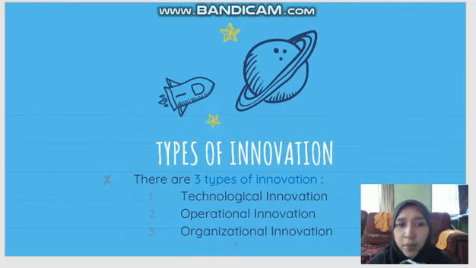Okay, the next subtopic is innovation. When we talk about innovation, there are basically 3 types of innovation that you should know as an entrepreneur. The first is technological innovation, the second is operational innovation, and the last is organizational innovation. Innovation means that you are creating something or improving an existing product.